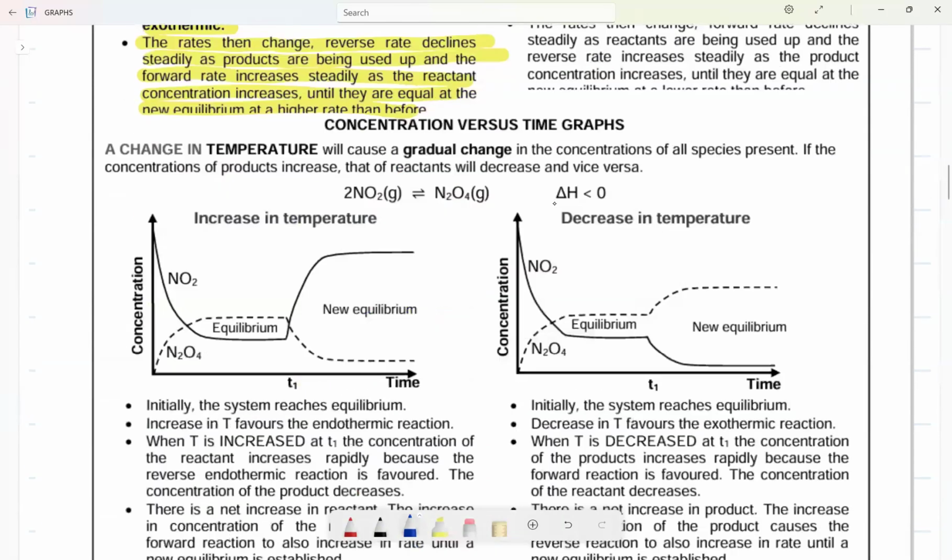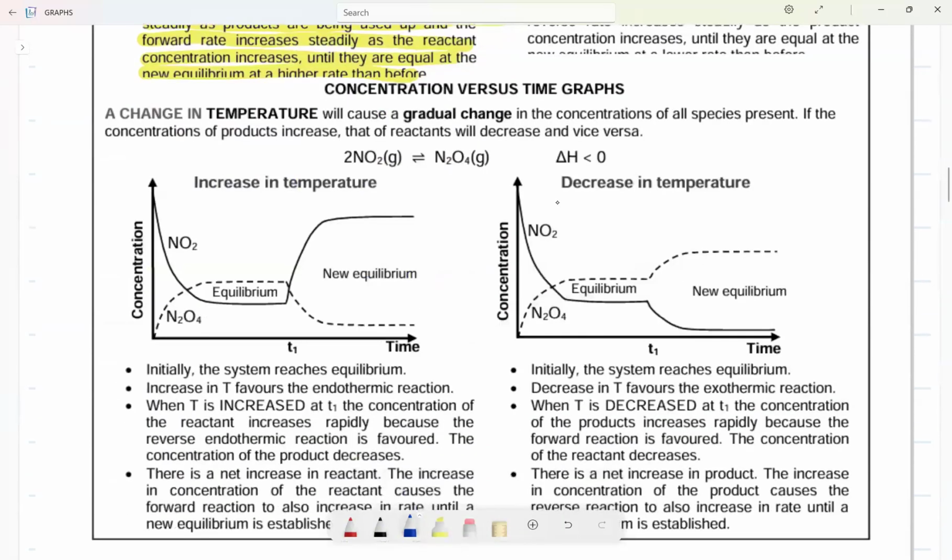So now let's look at the concentration versus time graph. Concentration versus time graph. Now, in this case, in the exam room, one thing I know, sometimes they won't show you this. They will just leave you like that. But now they give us this.